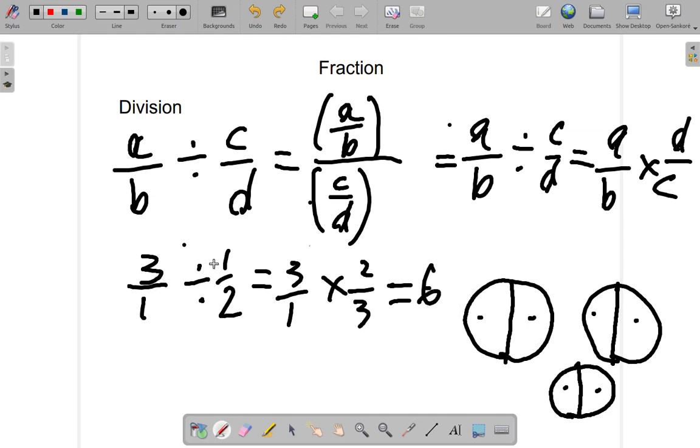What you're saying is, take 3 wholes and put each whole into halves. So you have 2 equal parts for each, a total of 6 equal parts. So that's what happens in that case. I want to look at another example.